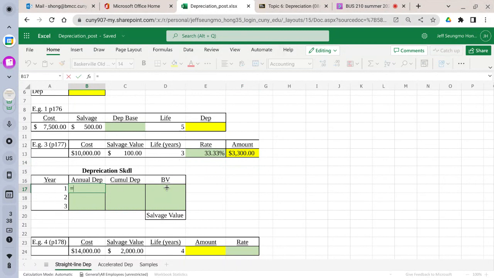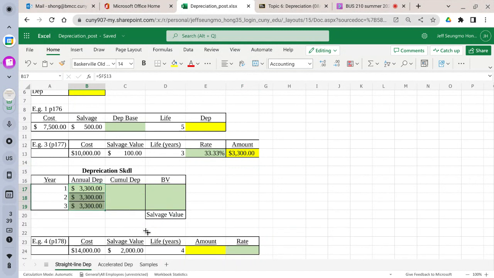Then we build the depreciation schedule, and the depreciation schedule is really simple. It's a three-year asset. Annually it's going to be like this, and you have to lock it because I'm going to drag it down, right? Lock, and so you need to do this with me. You drag it down. So every year it's going to be like that.